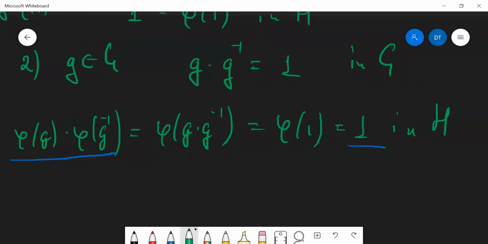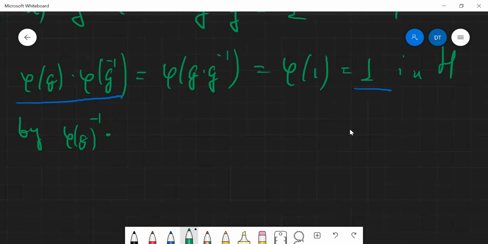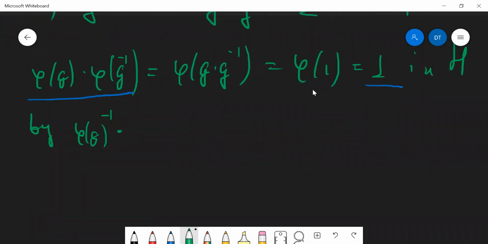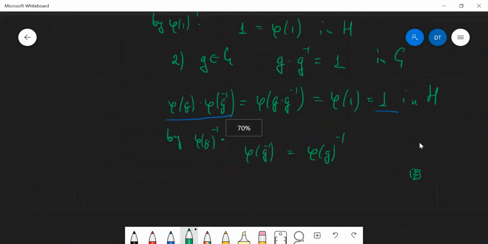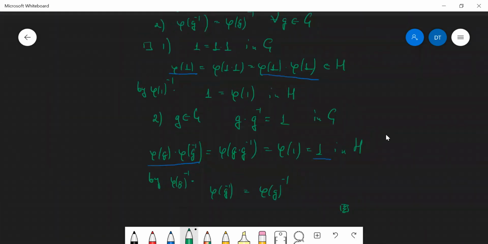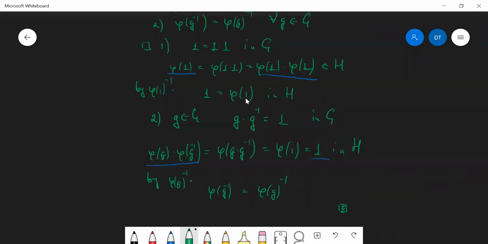So now I want to multiply by phi of G inverse on the left. So I want to cancel this, and it goes to the right hand side. So after this multiplication, we will get phi of G inverse equals phi of G to the power of -1. And this is exactly what we wanted to prove. And that's it. Let me show you the whole proof. So the claim was that any homomorphism preserves the identity, and any homomorphism preserves the inverse element. Are there any questions?